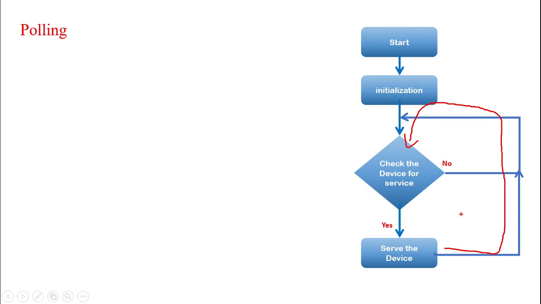Polling means the processor will continuously check the different peripherals to see whether any peripheral requires service or not. If not, go to the next device. Check whether device 2 requires service or not. If not, go to 3, go to 4, and it goes on like that. If no device has requested, it will come back and start monitoring again. This process is called polling. I hope this is clear.